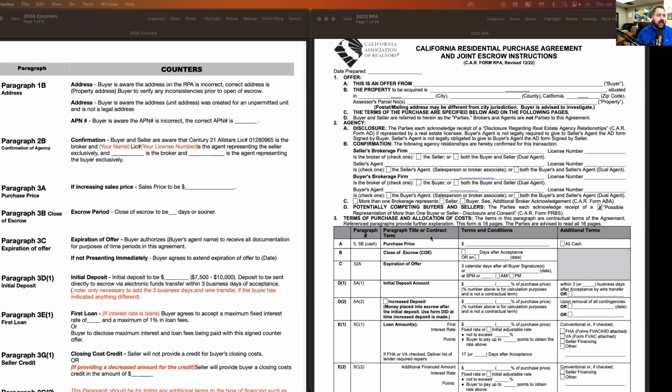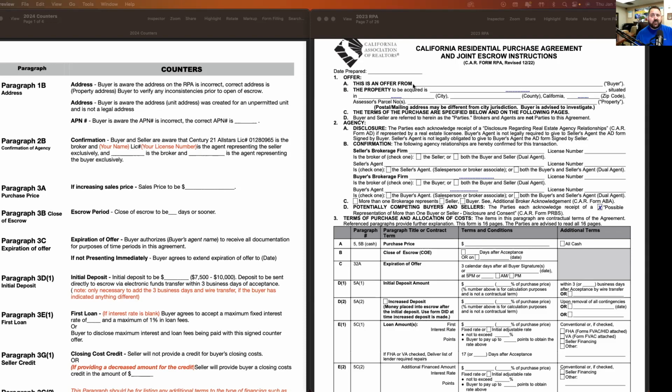First off, as you look at the way I have the counters written, I start right away with paragraph 1B, and paragraph 1B is the property address. The reason I don't have a counter for 1A is because we don't know the buyer's names, so we don't know to counter to correct them, right? That's not something we're probably going to address in a counter offer as a listing agent. But for you as buyer's agents, when you're writing the offer, make sure the buyer's name is the correct legal name and you have everything in there.